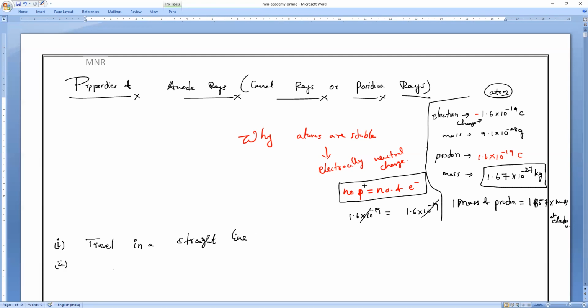Second property: what charge do they have, everybody? Positive charge. They are positively charged. I hope you all understand. Everyone clear? Do it fast. Any doubt, please let me know.